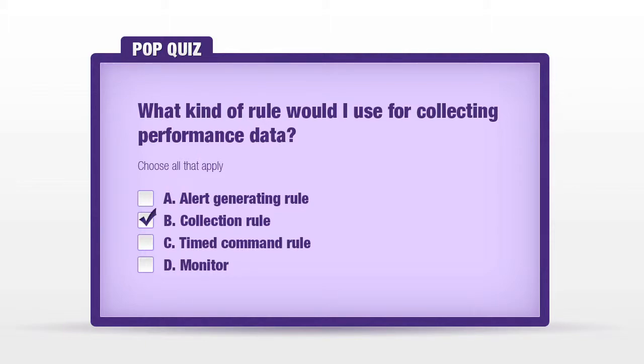And the answer is B, a collection rule. Collection rules are the ones where we can go in and collect information. It could be events, but it could also be performance-related data. So we collect it up and we can run performance reports on our systems.